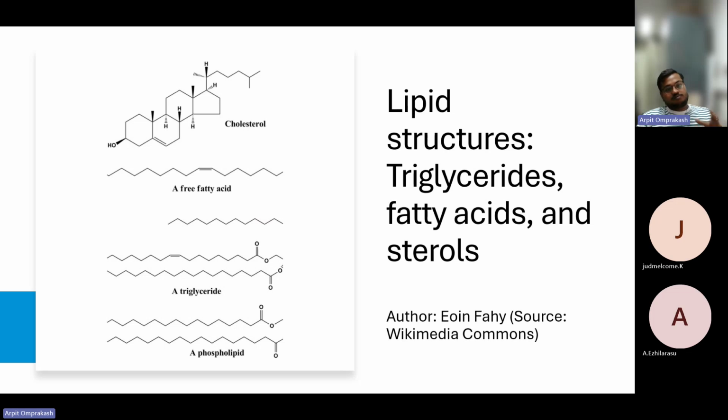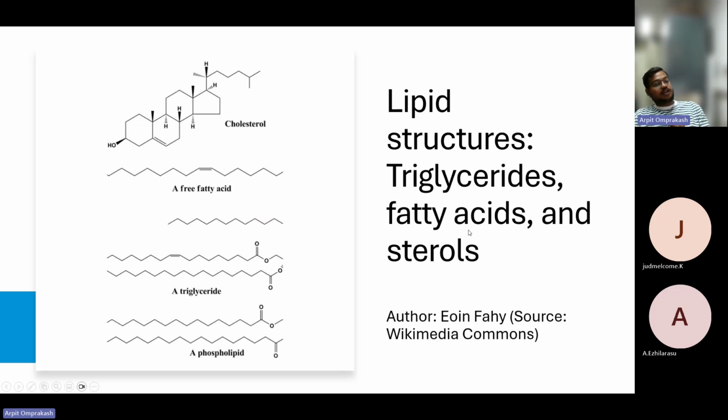Next biomolecule we have is lipid. So lipids are these molecules. I think there's some issue with this slide, so the end carboxyl group is not visible. I'll update it before posting.